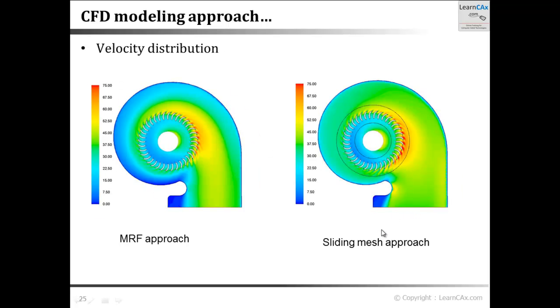Also, the velocity distribution is shown in this particular image. Both approaches are similar in terms of results accuracy, but the sliding mesh approach gives you a transient simulation and captures results at various instants, whereas the MRF approach is a steady state approach which gives you a pictorial representation of rotation, and the rotation effect is incorporated by using a steady state approach.